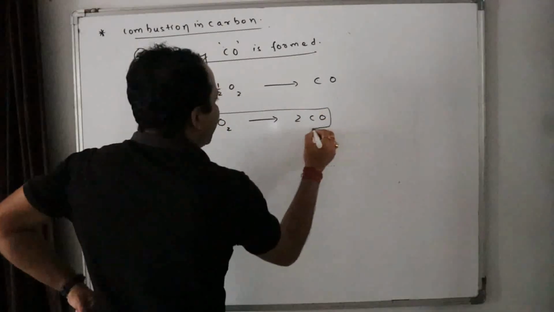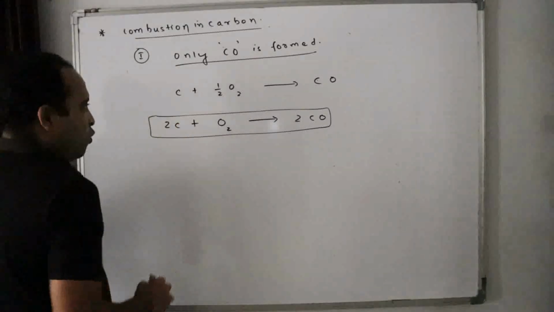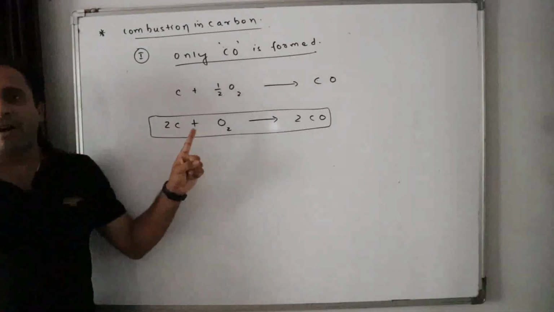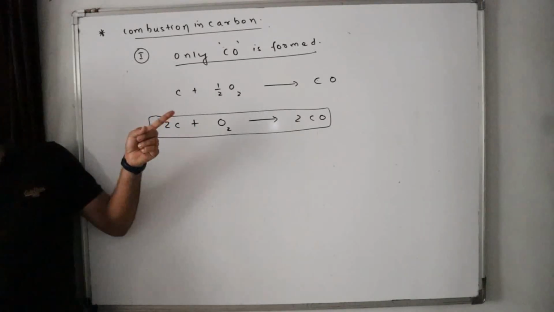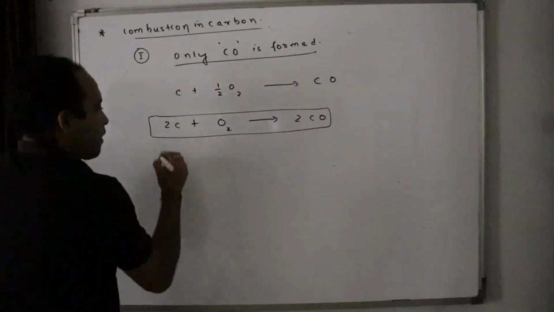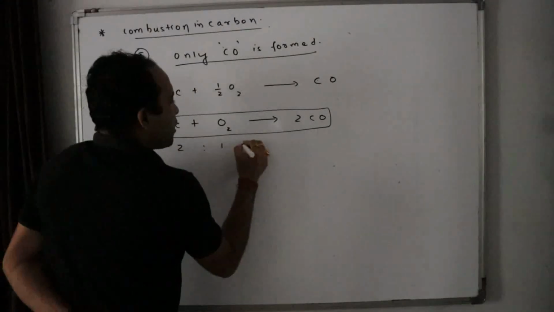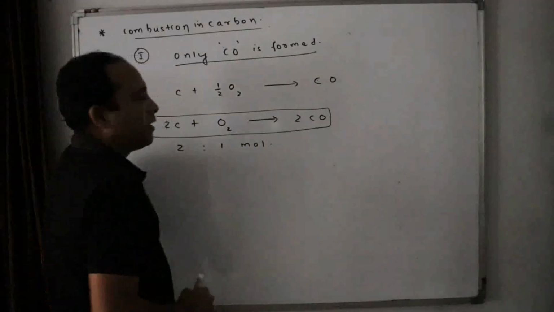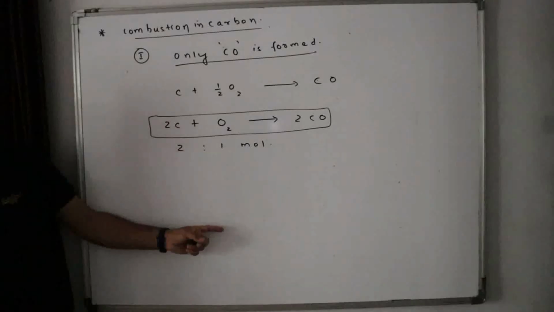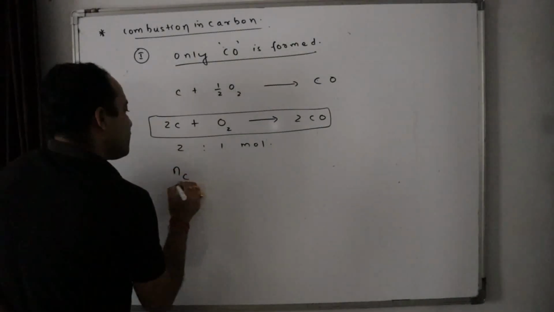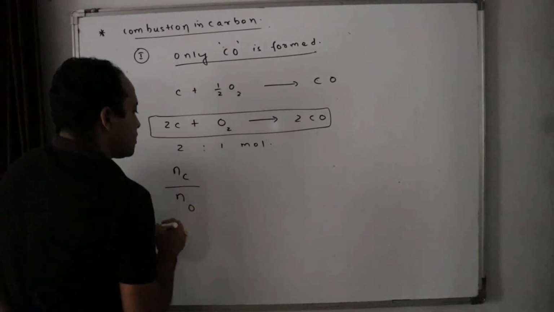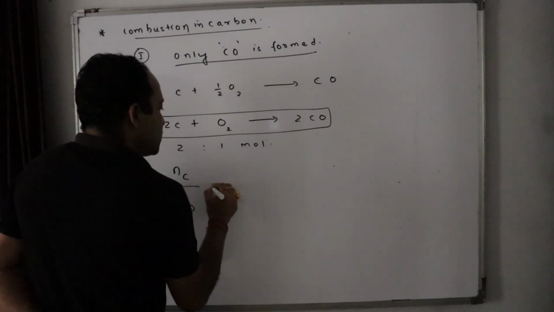Now, my dear little champs, looking at this, tell me, what is the ratio of the number of moles of carbon to oxygen? Is it 2:1 mole? Say yes or no? Is it 2:1 mole? Or can I write like this? Number of moles of carbon to number of moles of oxygen is how much?